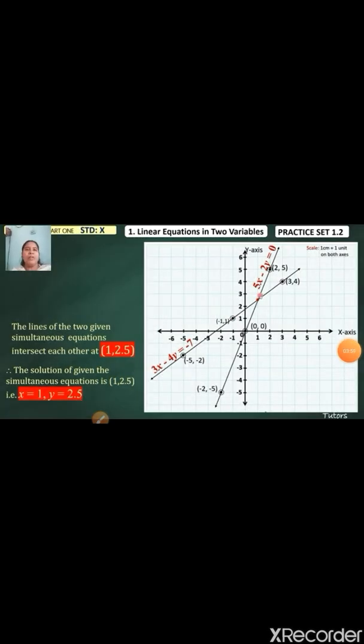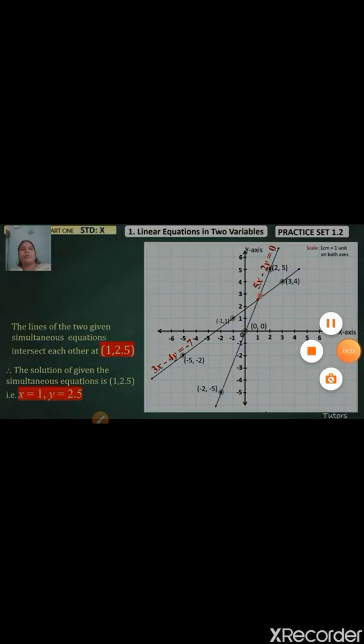So I hope you have understood this method of finding solutions to simultaneous equations by the graphical method. One more important thing is, on the graph you have to write scale is equal to 1 centimeter is equal to 1 unit distance on both the axes. So this is the end of practice set 1.2.